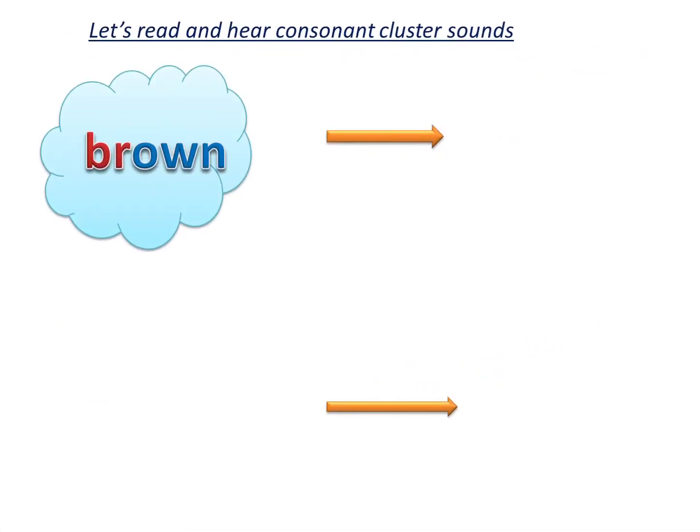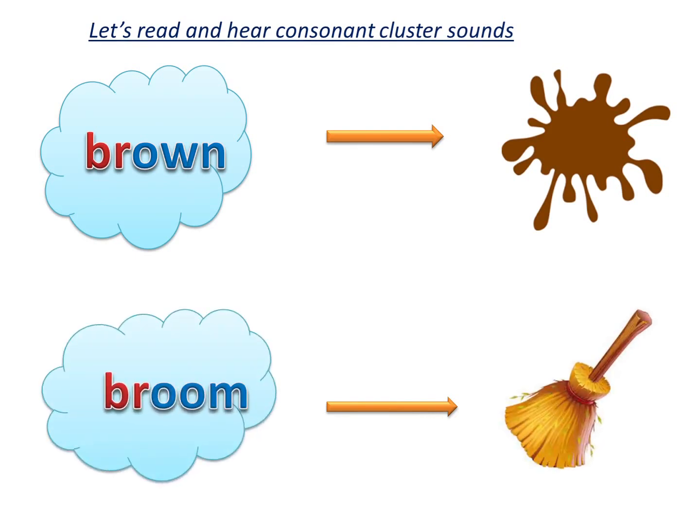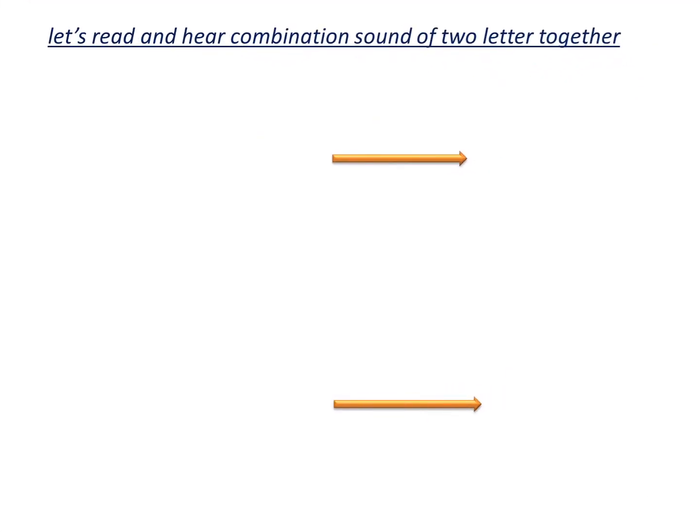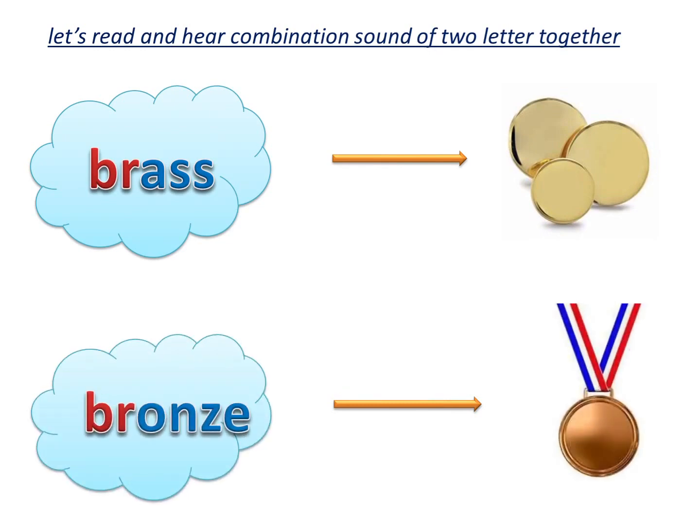Br as in brown, br as in broom. Let's see some more words with the br sound. Br as in brass, br as in bronze.